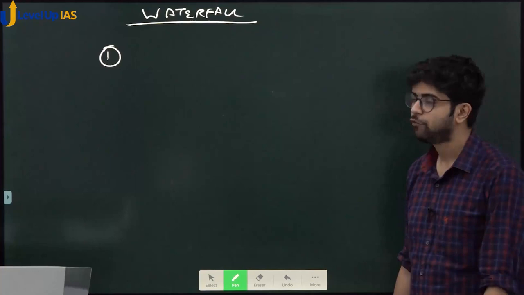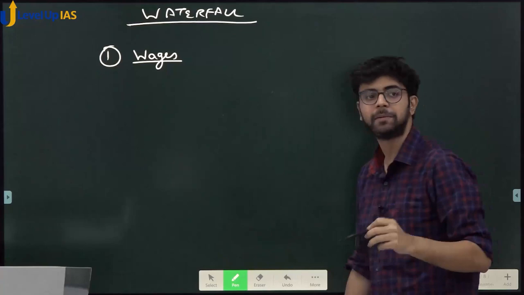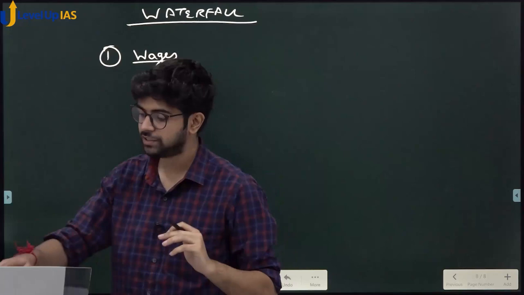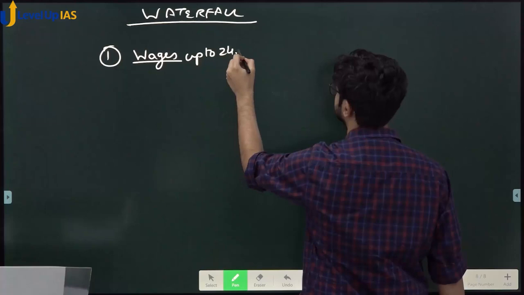Then what about small people? First amount would always go as wages. Unka livelihood is dependent on this. There are many people in line who want a share of the money. There are many people, but first is always wages. Theek hai? Did you understand this? First is wages up to 24 months. Up to 2 years wages you will get. Uske baad ka you will get later on.